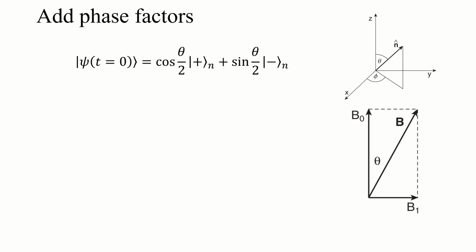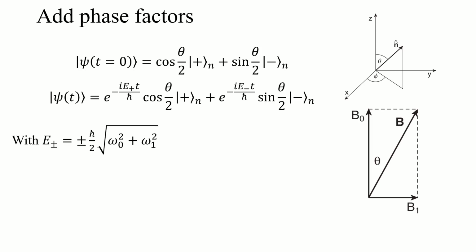Once we have that, the next step is to add the phase factors for each of those coefficients. So we take those exponentials, e to the minus i, energy of that eigenvector, times t over h bar. Likewise for the other one, where, as we've derived before, those energies are plus or minus h bar over 2 times the square root of omega 0 squared plus omega 1 squared.